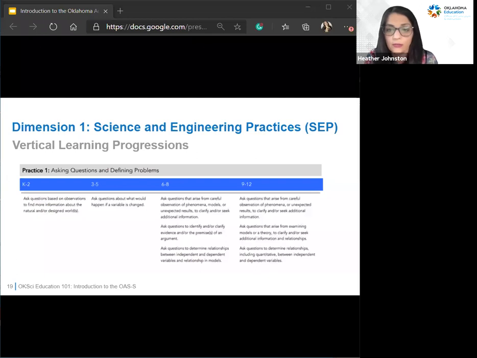Let me pull that up real quick. The link that I just dropped inside the chat box would take you to the vertical learning progressions document. It is within the science frameworks. You'll have access to the other progression documents as well, and we will be highlighting those in just a moment.